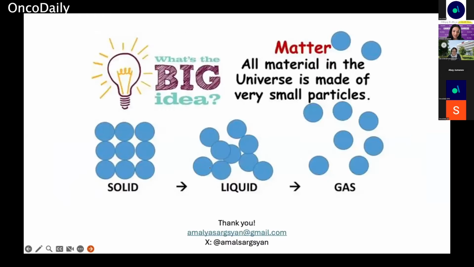And I would conclude with this: even the atom is very small. Our universe is made of these small, small atoms, and every small thing matters.